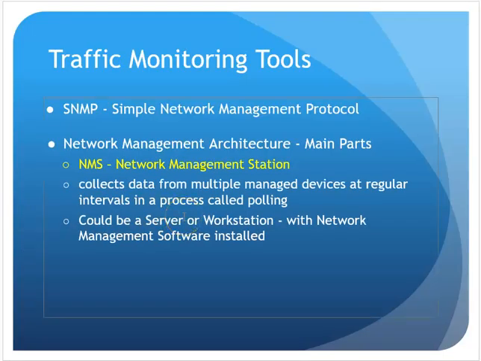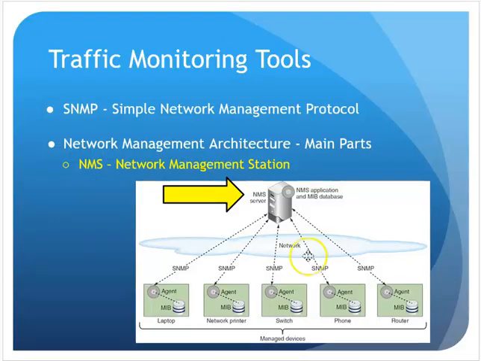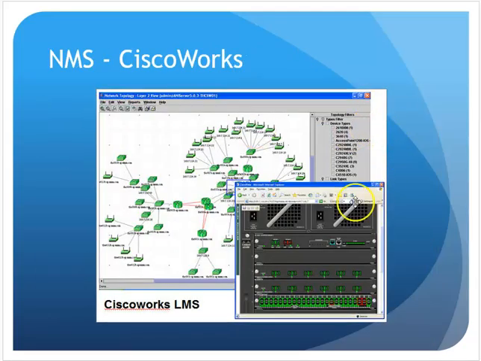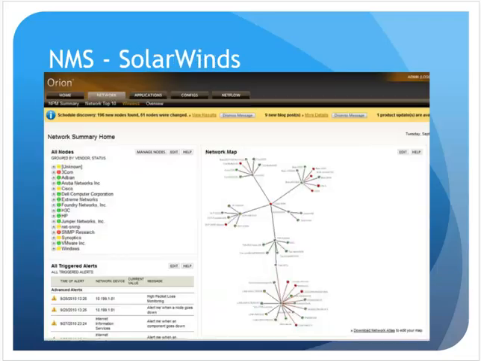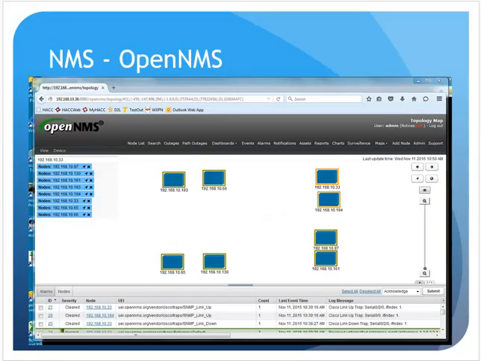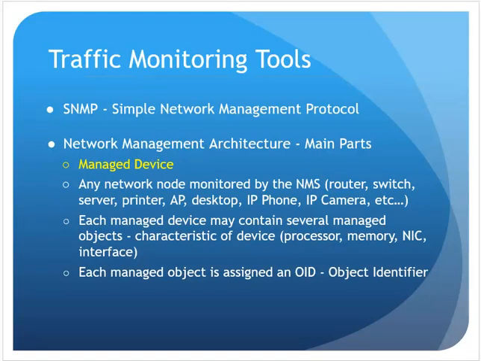Your network management station is going to collect data from multiple sources. Could be a server or workstation, but with network management software installed. So this server here is gathering information from all of our devices, whether it be printers, switches, routers, phones, access points, that sort of thing. And it could be something like Cisco Works, SolarWinds, or OpenNMS. This is a Linux-based open network management system, if you will.